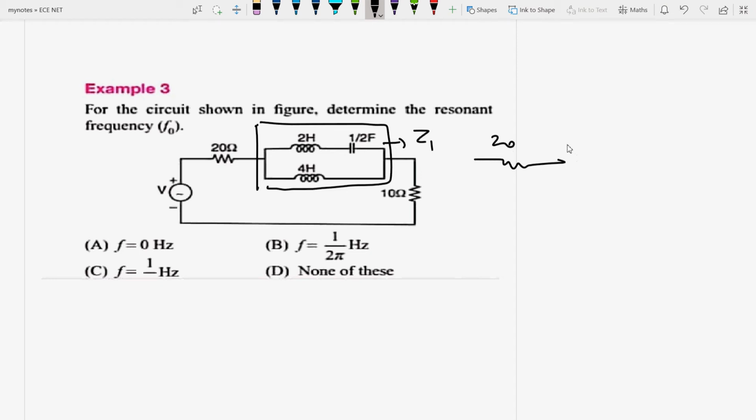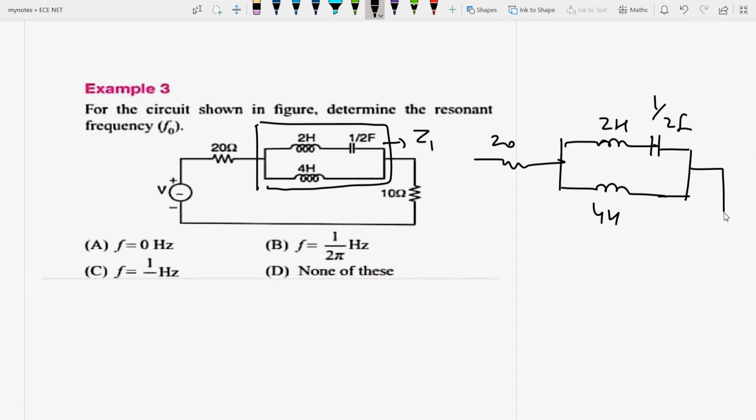Here this is 20 ohm, this is 2 Henry, this is 1 by 2 Farad, and this is 4 Henry, and again this is like this. And this is 10 ohm. So I have to calculate the input impedance first. How will I be able to calculate it?